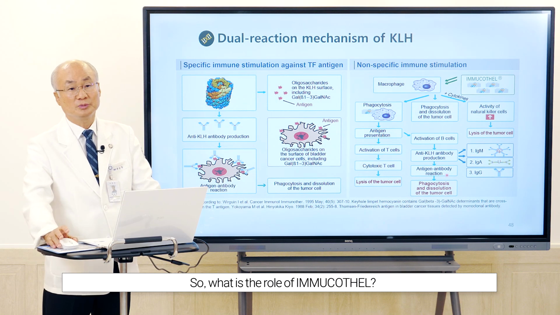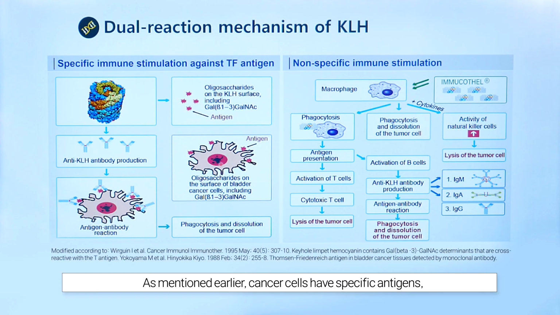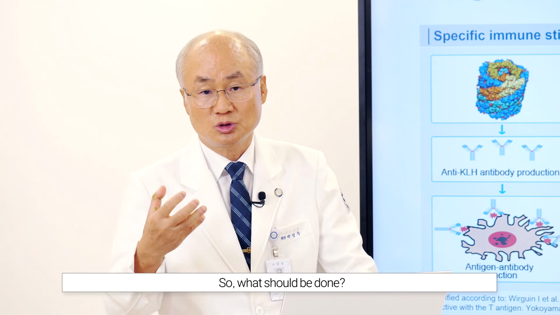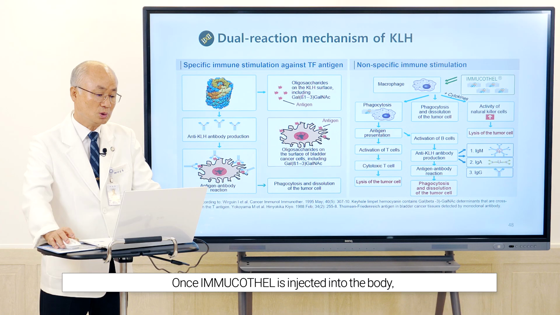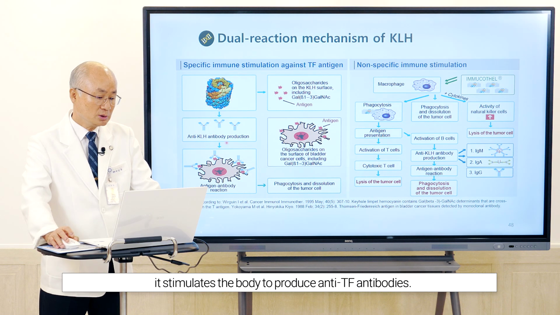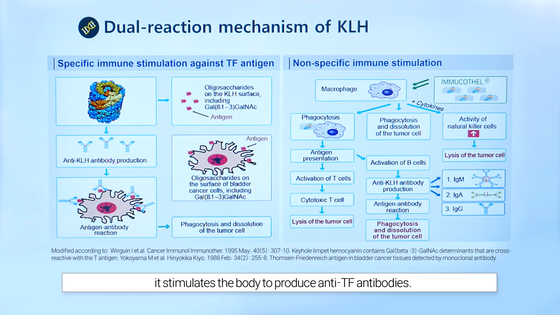So what is the role of the IMMUCOTHEL? As I mentioned before, cancer cells have a specific antigen called T antigen, TF antigen. Our T cell cannot properly recognize it. So what should be done? IMMUCOTHEL has lots of T antigen. So once IMMUCOTHEL is injected into our body, it will produce TF antibody. Then the antibody will attack the antigen on the cancer cells. So an antigen-antibody reaction will take place.